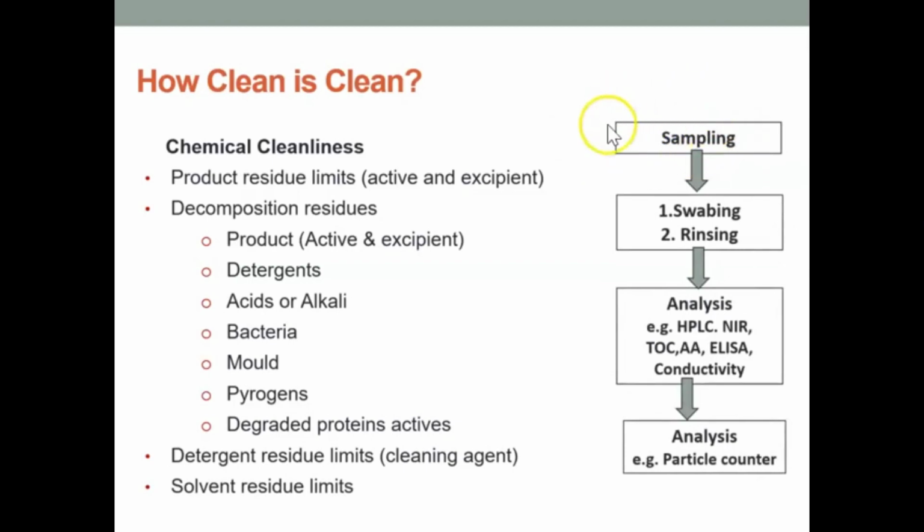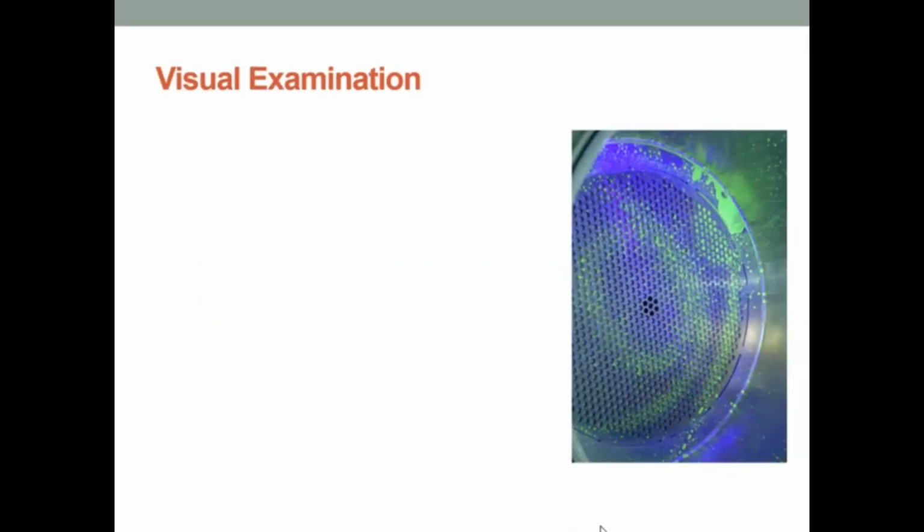To ascertain that, we would be sampling. Our sampling would come one of two ways. We would either swab or we would rinse. And then we would take our sample and we would do analysis. Typical types of analysis might be using HPLC, the high performance liquid chromatography, NIR, total organic carbon, TOC, AA, ELISA, or conductivity testing.